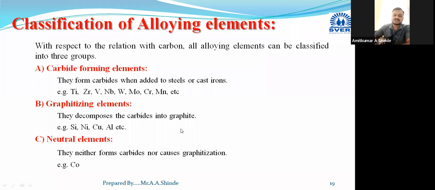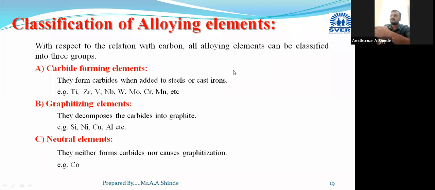In the previous session, I completed the classification of plain carbon steel. We learned three types: low carbon steel, medium carbon steel, and high carbon steel. All these three types of plain carbon steels, we discussed with respect to their composition, their properties, and their applications.